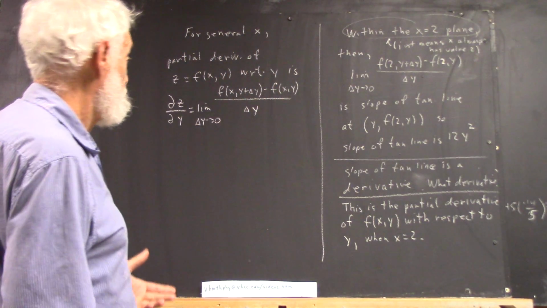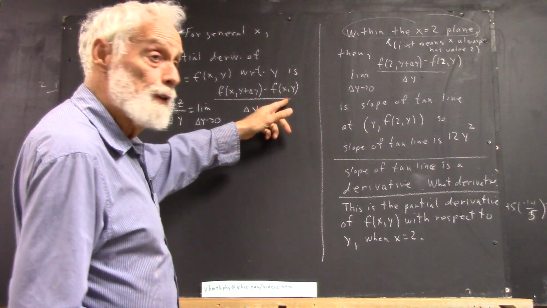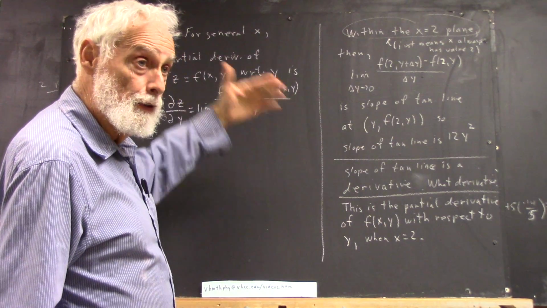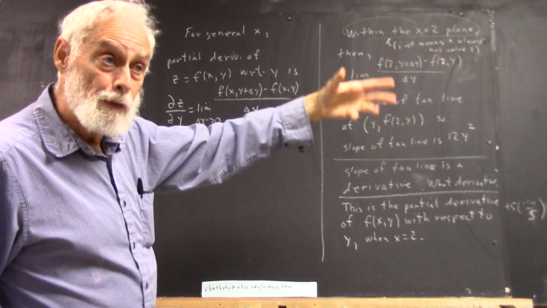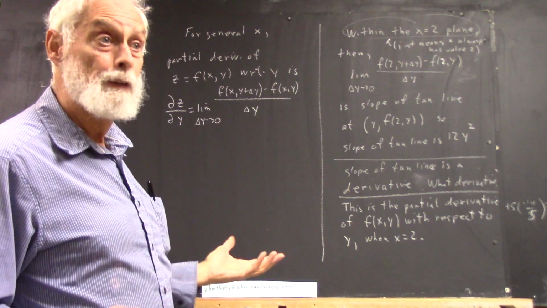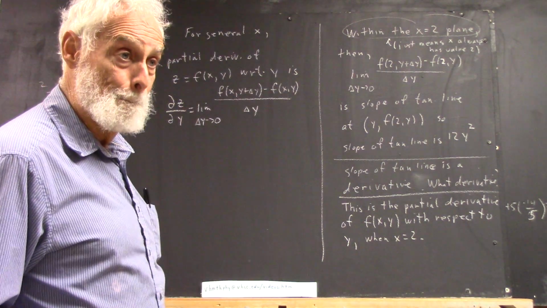And this tells you for any value of x, if I hold the value of x constant, this is going to be the rate of change of z equals f of x, y with respect to y for that specific value of x. Okay? And that'll work for any value of y.